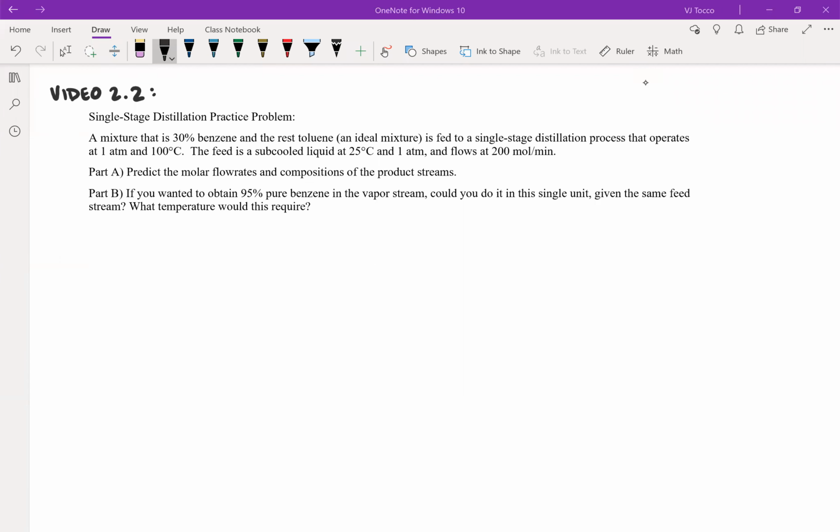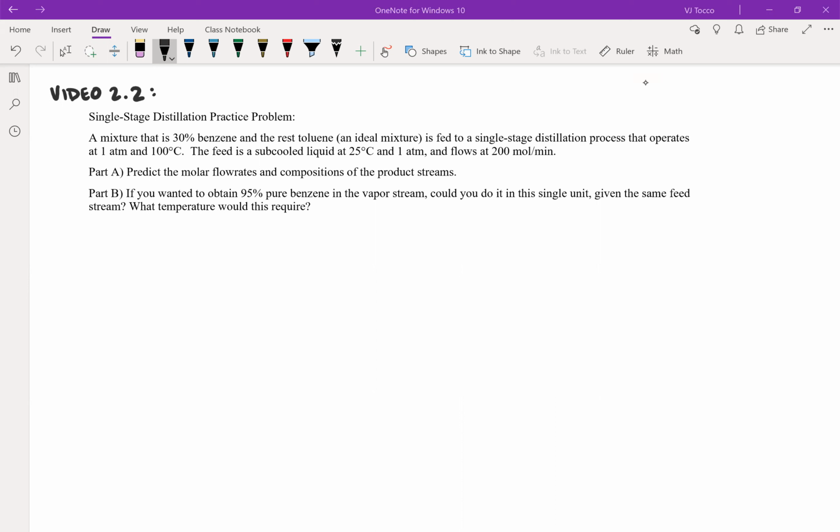In this video, I'll solve a single-stage distillation practice problem. It says a mixture that is 30% benzene and the rest toluene, and benzene and toluene form an ideal mixture, is fed to a single-stage distillation process that operates at 1 atmosphere at 100 C. The feed is a subcooled liquid at 25 C and 1 atmosphere and flows at 200 moles per minute. Part A asks to predict the molar flow rates and compositions of the product streams.